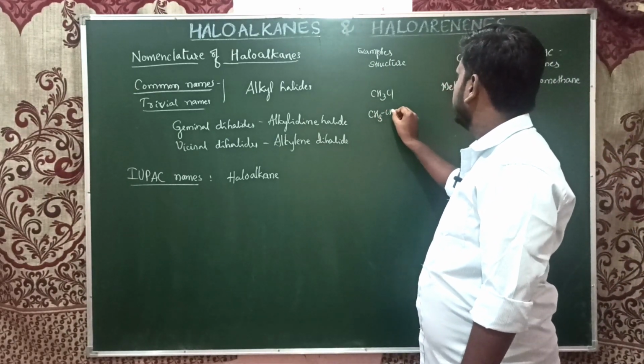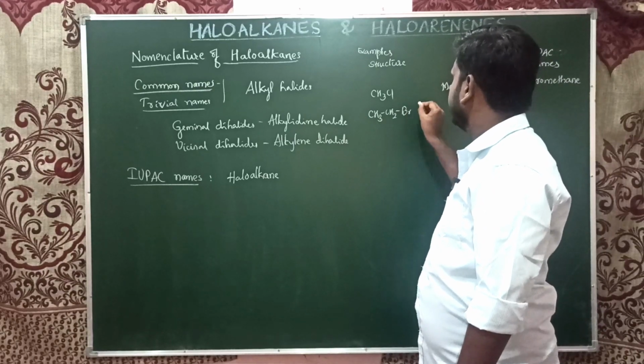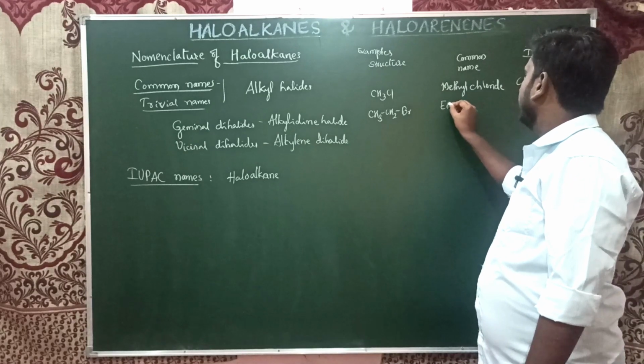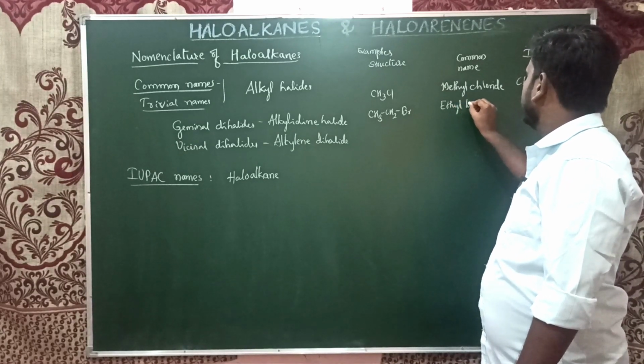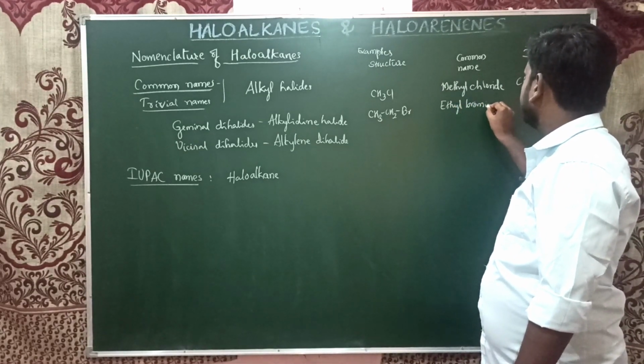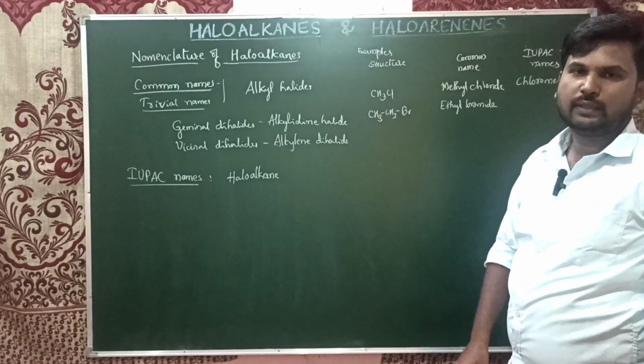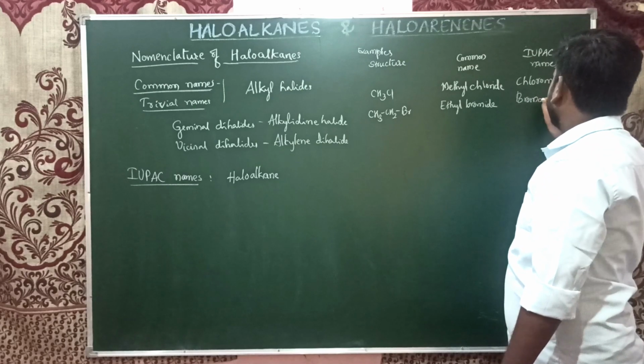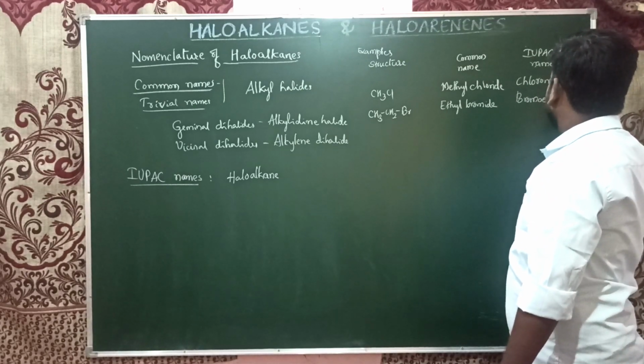In the same way, CH3CH2Br. The common name will be ethyl bromide, and the IUPAC name will be bromoethane.